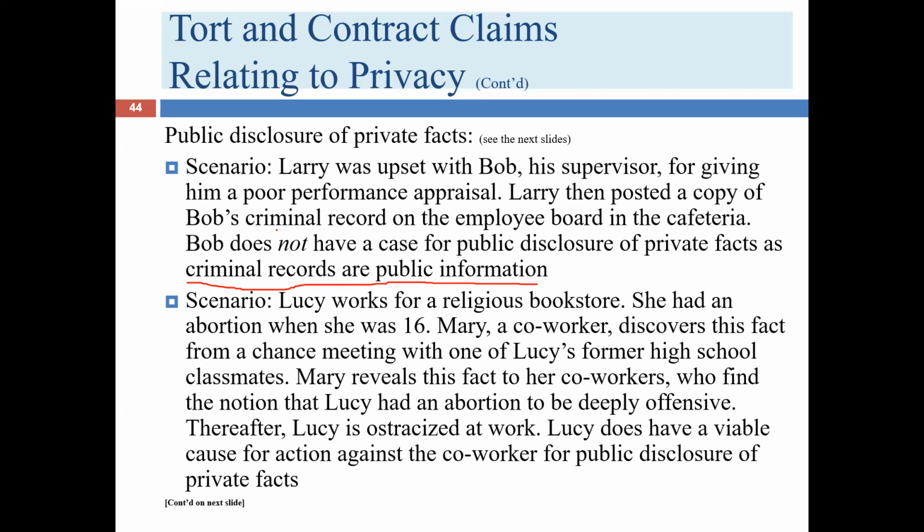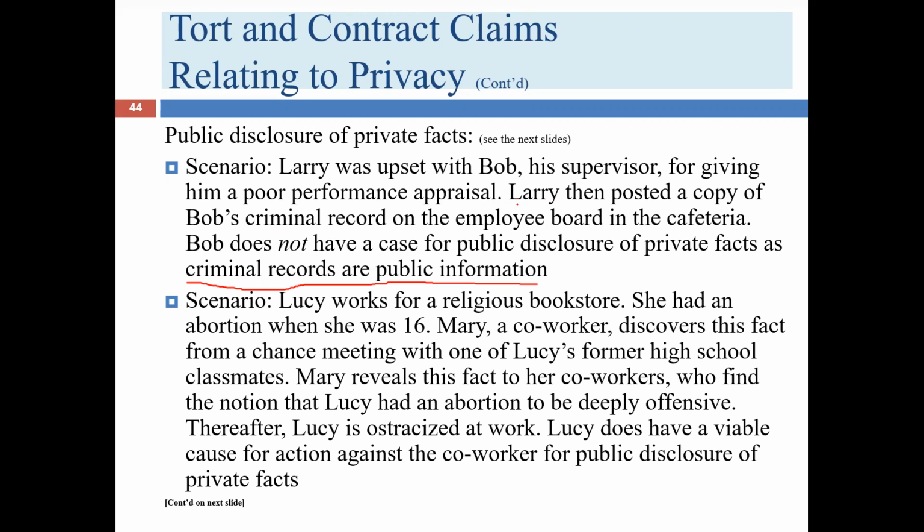But let's say that Larry had posted copies of documents from Bob's divorce, and let's say those records had been sealed. Well, then under that scenario, Bob would have a case for public disclosure of private facts. The problem here is that they are not really private facts when they're criminal records. Now, even though Bob can't successfully sue Larry, that doesn't mean that Bob can't fire Larry or demote Larry or take other disciplinary action. Again, Larry is employed at will under these scenarios.